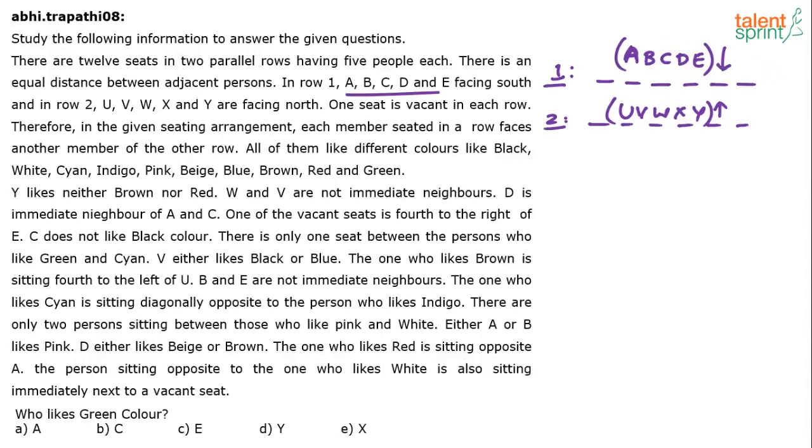So we'll represent that with 0. Let's say 0 indicates a vacant seat. Wherever it is, in each row we have a vacant seat. So this is what we need to keep in mind. Now let's find out the right starting point.